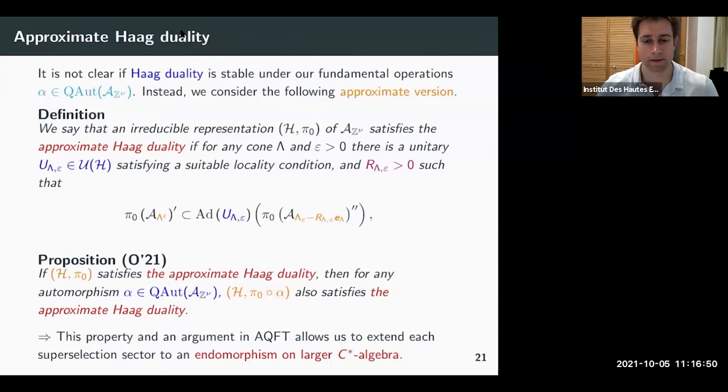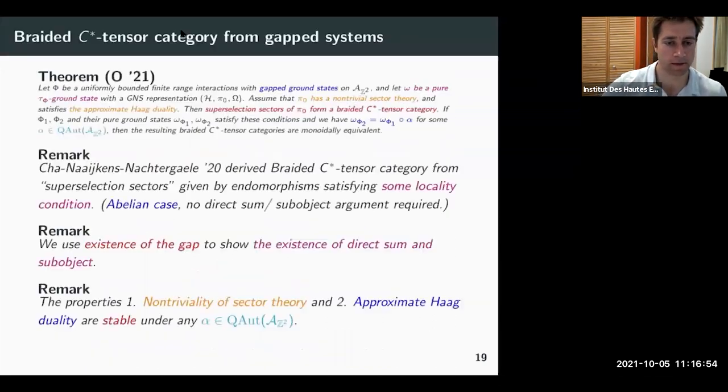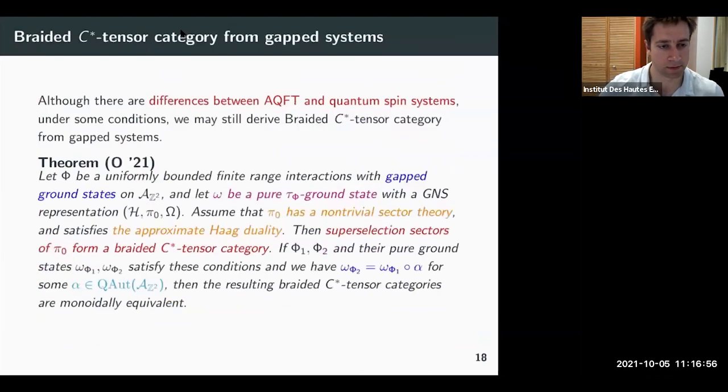Maybe I'll ask a question. Could you please show back the slide where you had a theorem about the Z2 lattice? Yes, this one. Perfect. So let me ask, what happens if we replace this dimension two by another dimension? First of all, what's the analog of this theorem in dimension one, and what happens in higher dimensions?